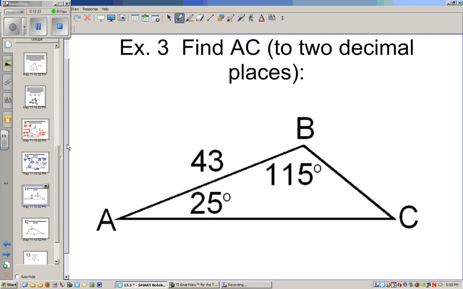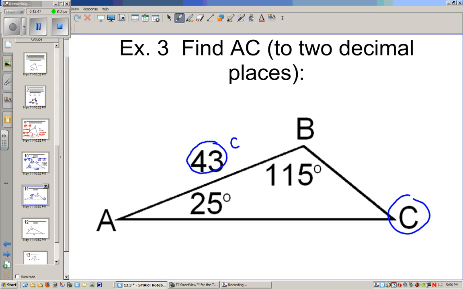Here they want us to find AC again to 2 decimal places. This time we have length AB here. So this would be side length C, but we don't have angle C. So the question is how can we find this angle to help us solve this problem? We know 2 angles already are 25 and 115, so we should be able to do 180 minus 115 plus 25. And 115 plus 25 is 140. So this angle here should be 40 degrees.